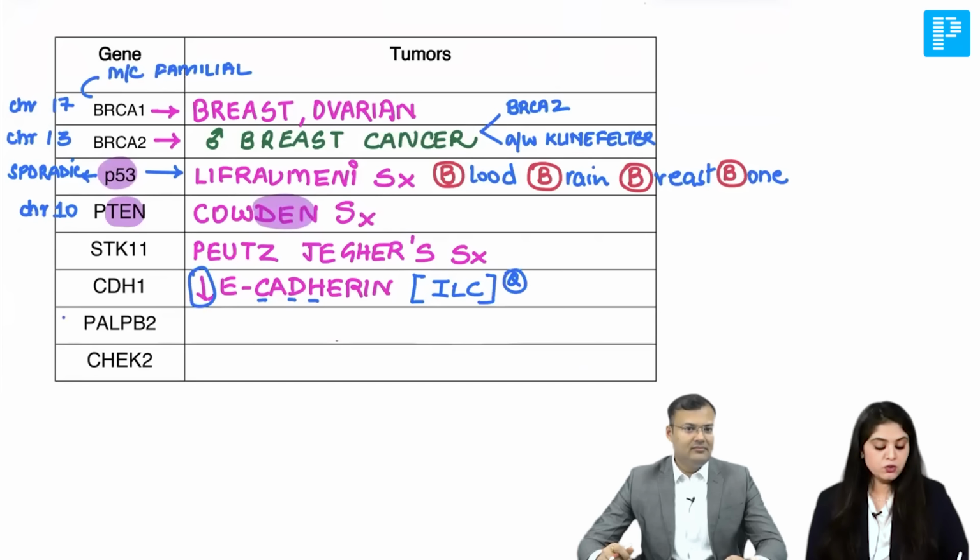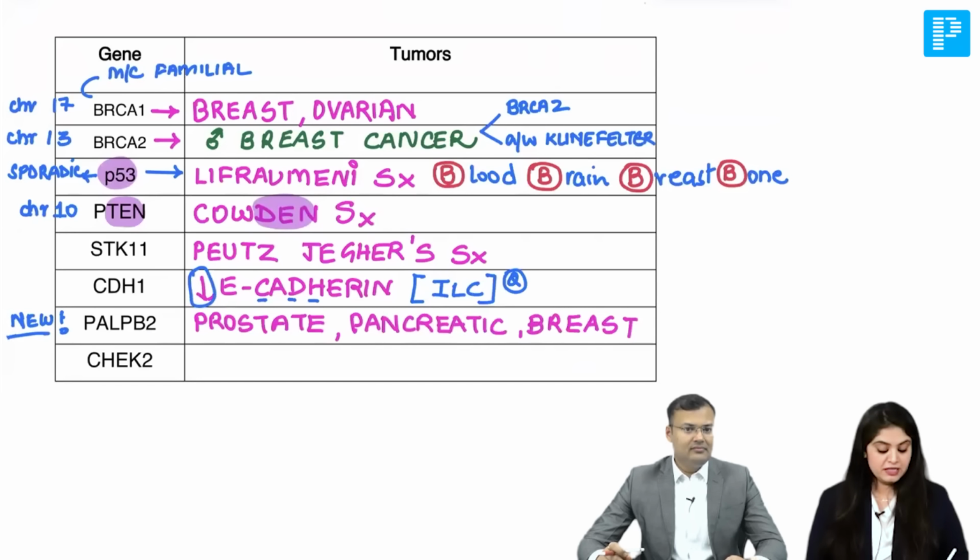Then let's come to the newer marker, and for anyone who's targeting the upcoming May INI-CET, remember PALB2 has been added in the previous edition of Robbins. This is a gene which is mutated not just in breast cancer but also in many other tumors. So number one, it is associated with prostate cancer. It has been associated with pancreatic cancer, and it has been associated with breast cancer also. So this is a new gene added.